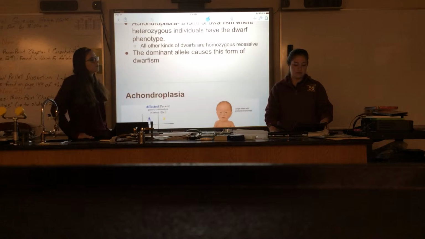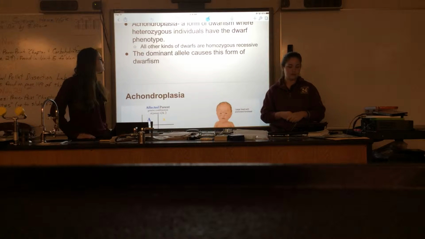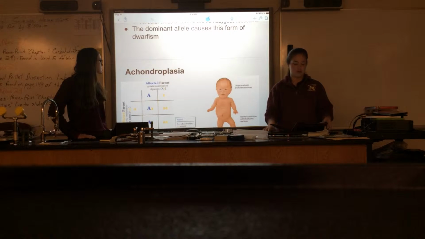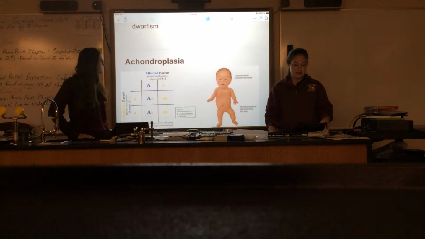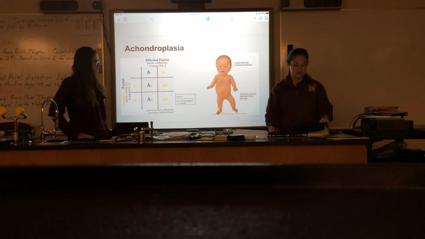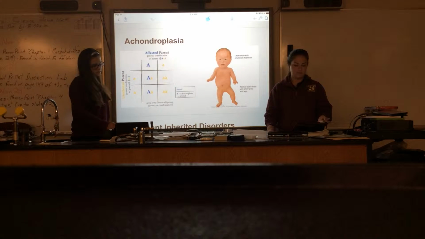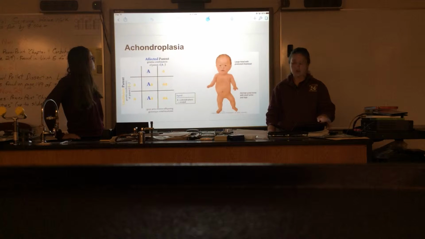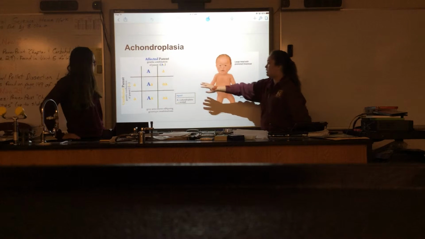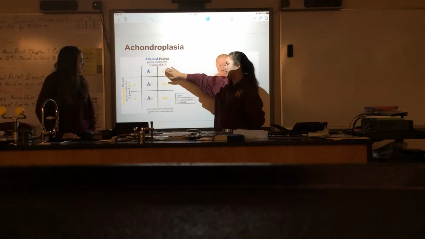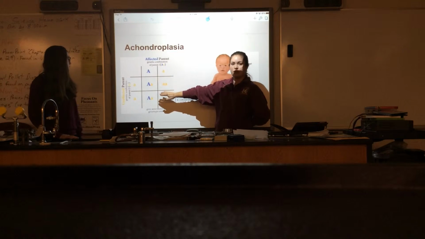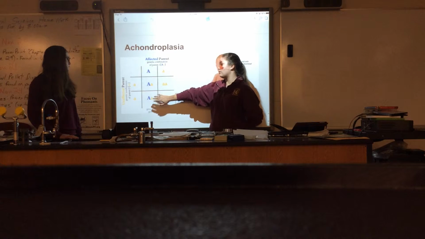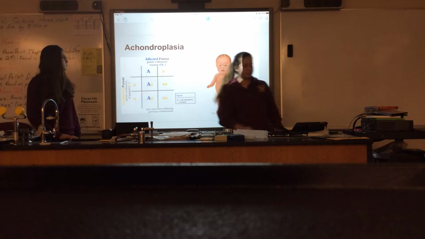This disorder occurs on the dominant allele, and usually dwarfism is present on the non-dominant allele. As you can see, one parent has it with the dominant allele and passes it on to its offspring, and the offspring has a 50% chance of inheriting it.